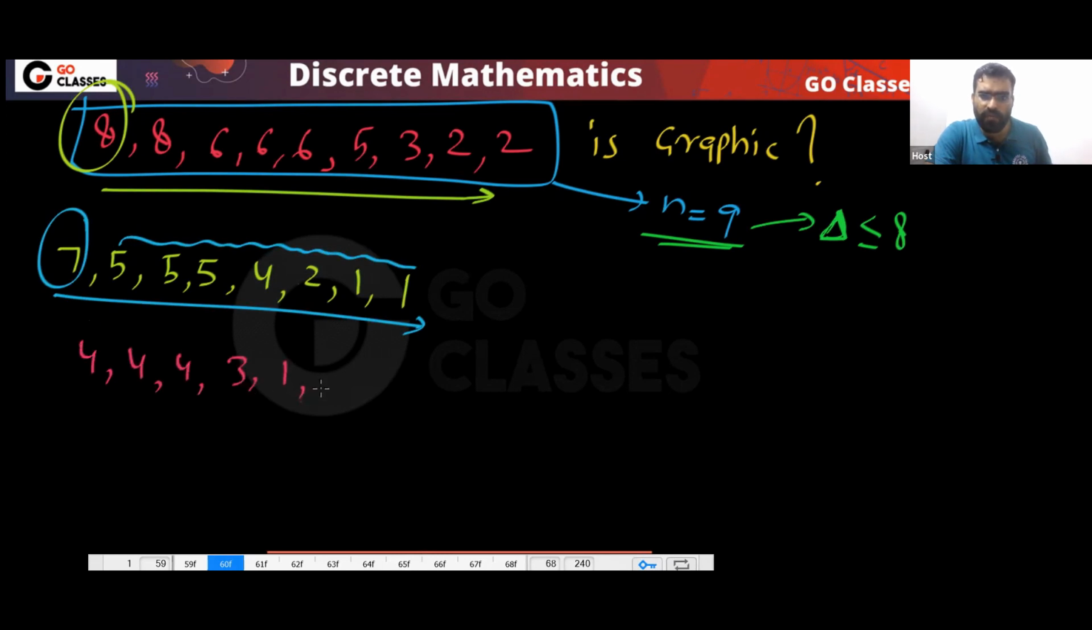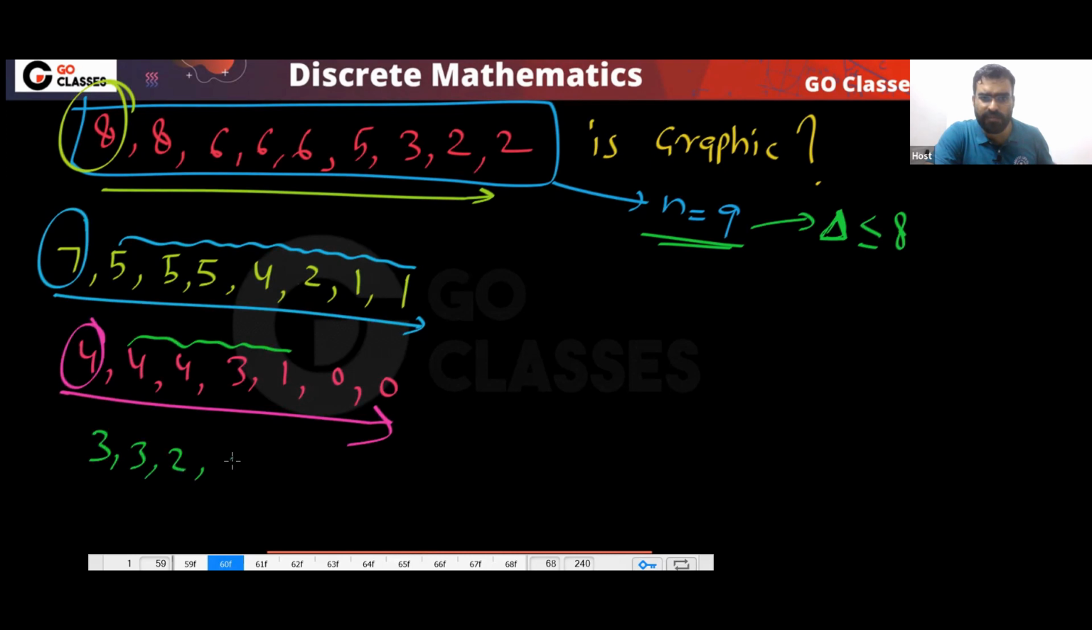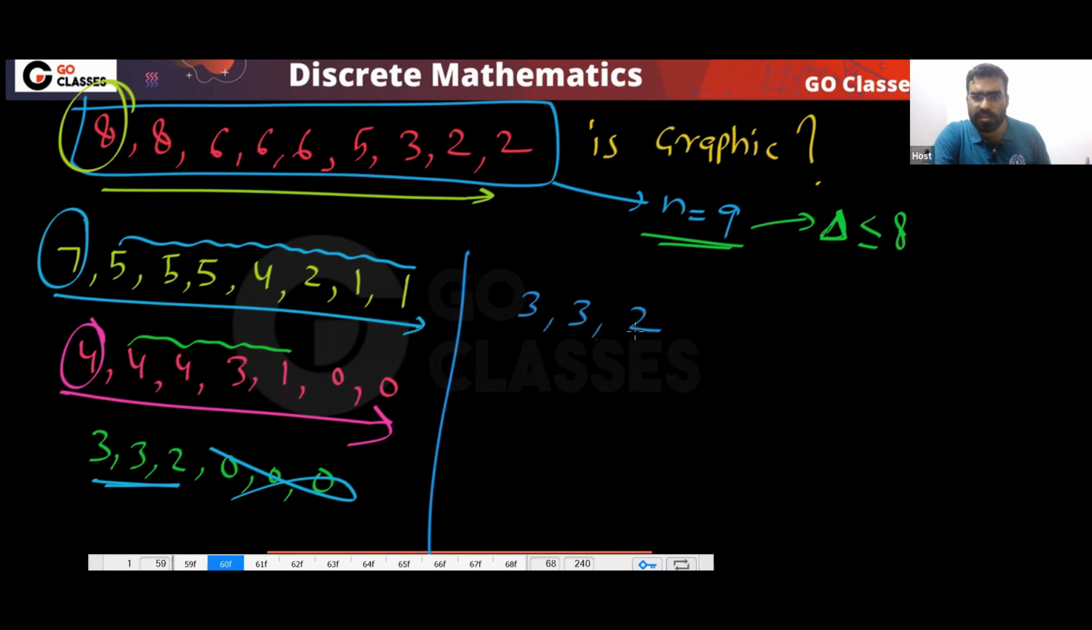So 3, 1, 0, 0. Is this in the decreasing order? Yes. So delete this. From the next 4 vertices, delete 1, 1. You can forget about zeros. Only this 3, 3, 2 you have to care about.